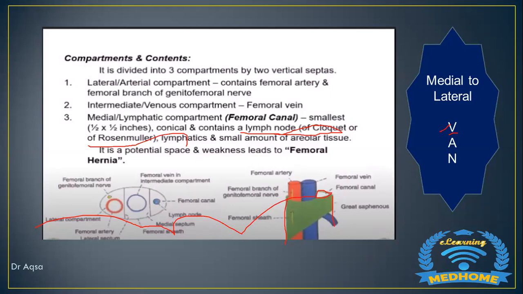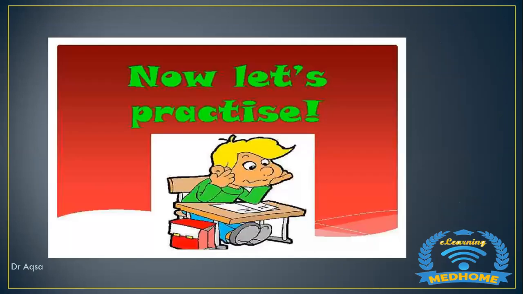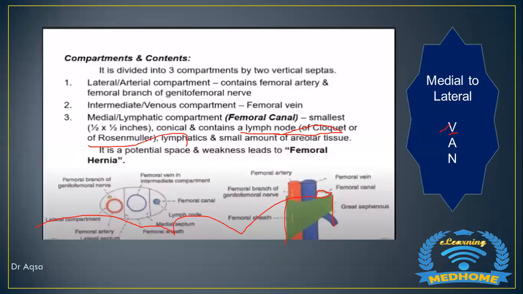Am I clear till here? Ma'am, the last mnemonic which you had given, that femoral vein, artery, and nerve, that is in the femoral canal. It is in the medial compartment. I have a doubt. I didn't understand that last. Okay, Fiba, if you look here.